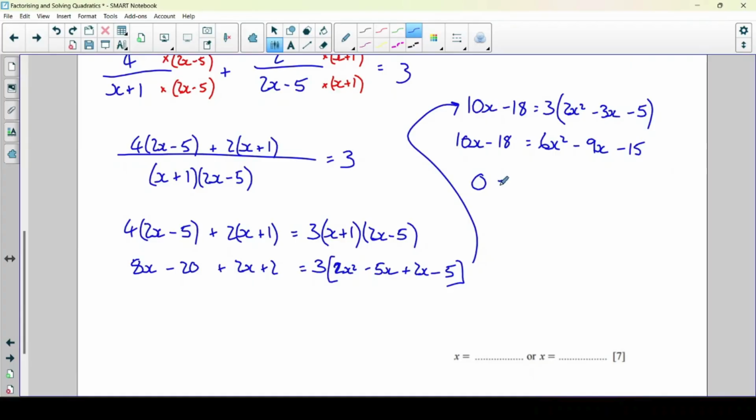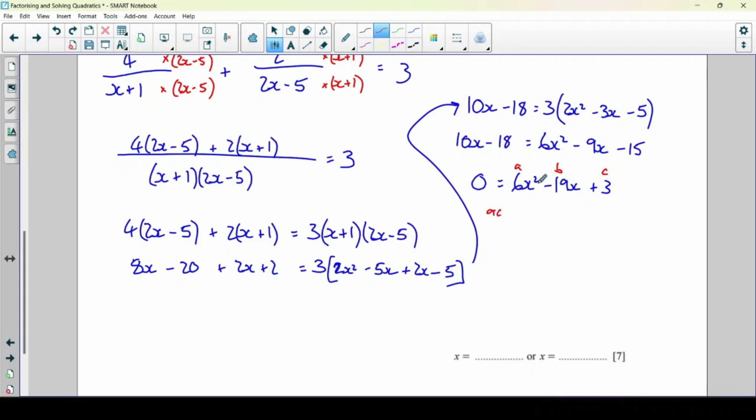So 0 equals 6x squared. So I'm going to subtract 10x from both sides. I get minus 19x. And I'm going to add 18. Minus 15 add 18 is plus 3. So now I've got my quadratic, which let's hope it factorises. I'm going to write ABC.